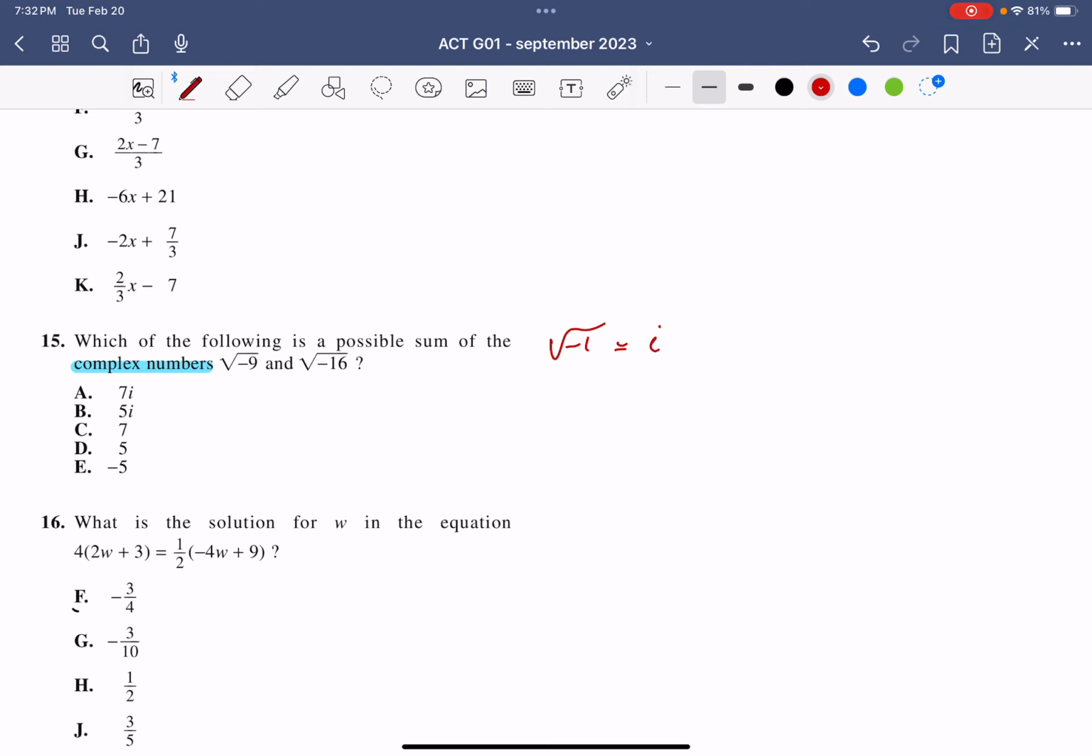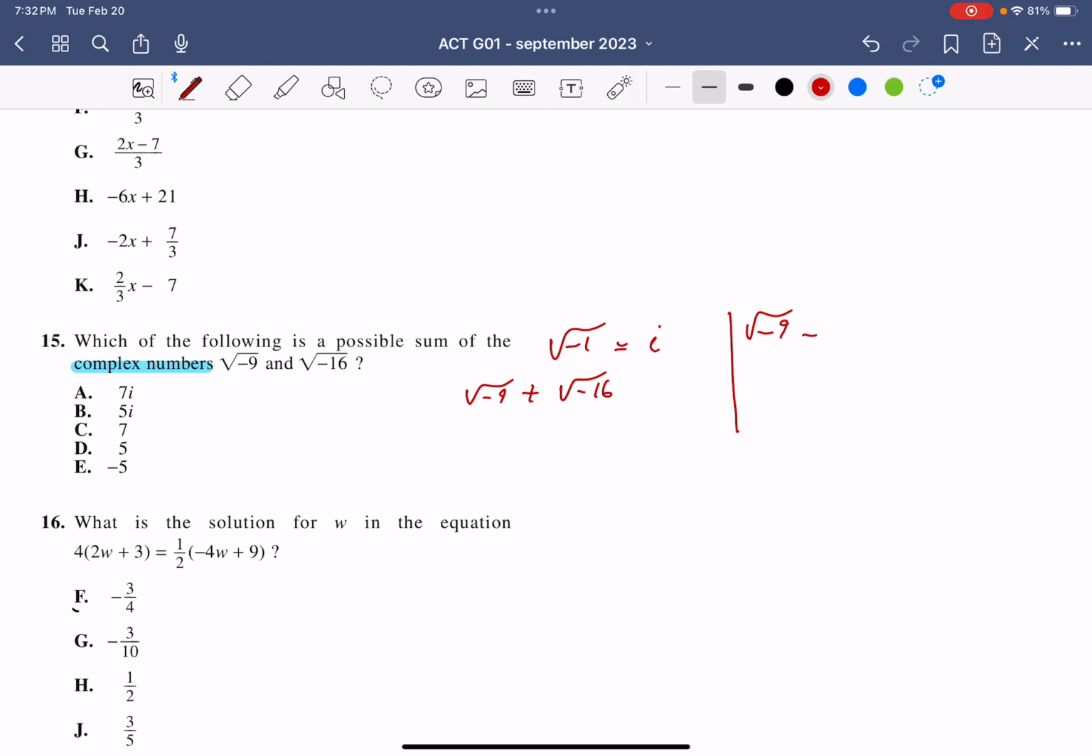So to solve this, what we're going to do is start off by writing the expression that they're asking for, which is the sum of the square root of -9 and the square root of -16. But we're going to separate these and try to simplify what is underneath the radicals for each one. So off to the side here, let's do that. Let's start with the square root of -9.